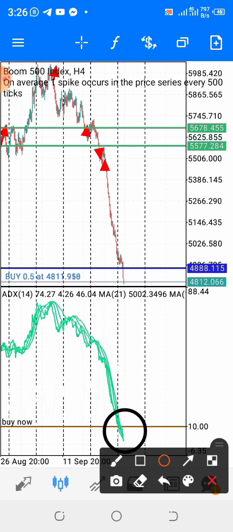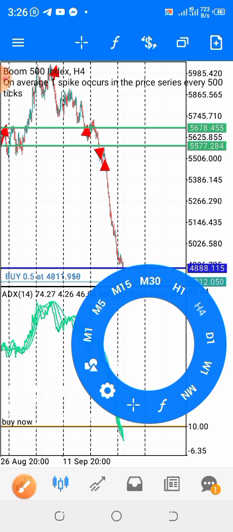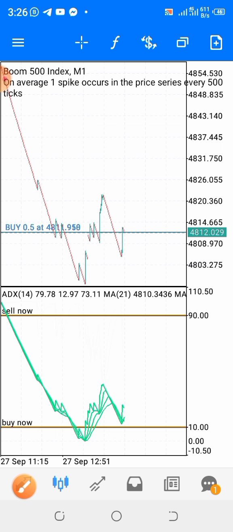So once you have seen this, then you come down to 1 minute time frame and wait for the indicators to enter the level 10. Once they hit level 10 and enter, you allow a spike to come, okay. You have to wait for one spike to come to show you that we are now expecting more spikes.